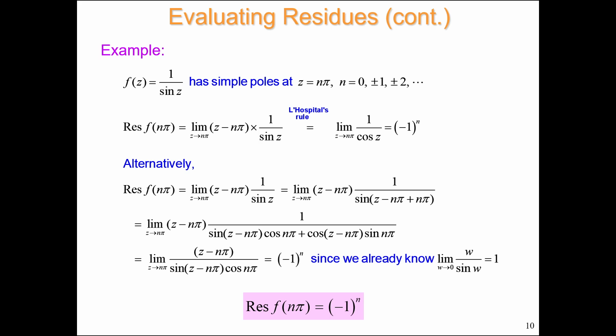Alternatively, residue of f at n pi equal to limit z tends to n pi, (z minus n pi) into 1 by sin z. Next, add and subtract n pi, 1 divided by sin(z minus n pi plus n pi). So expand this using the trigonometric formula: limit z tends to n pi, (z minus n pi) into 1 divided by [sin(z minus n pi) cos n pi plus cos(z minus n pi) sin n pi]. So we replace z equal to n pi, (z minus n pi) divided by sin(z minus n pi) cos n pi, that is equal to (minus 1) whole power n.